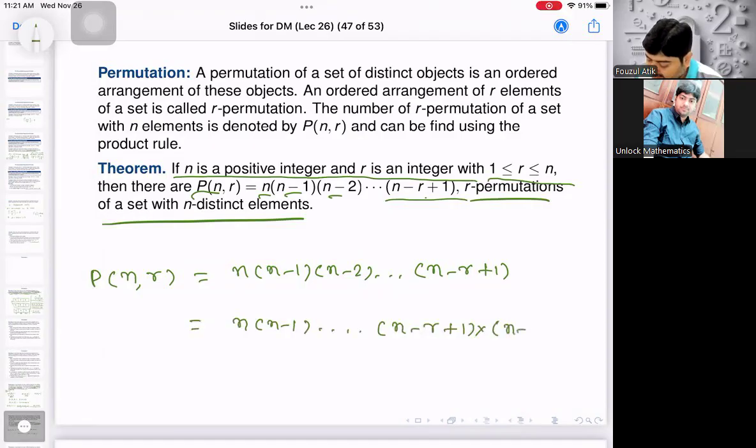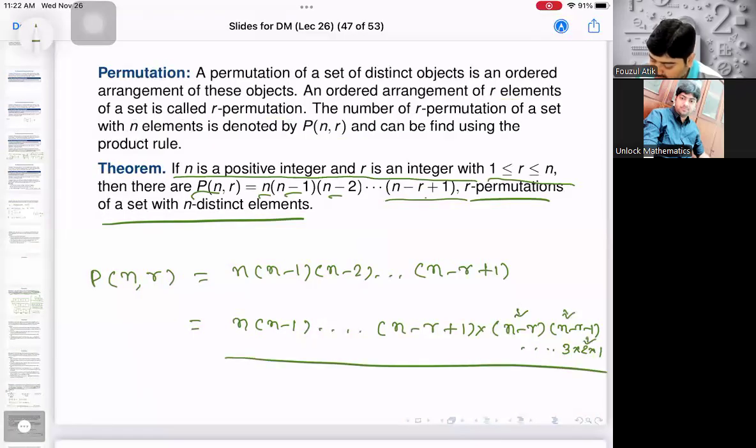And then I am multiplying a few more extra terms in the numerator. What is that? N minus r, then n minus r minus 1, up to that, I will go up to 3 into 2 into 1. Correct? Then I have added these terms which are new in the denominator. So I have to divide them. N minus r plus 1 up to 3 into 2 into 1.